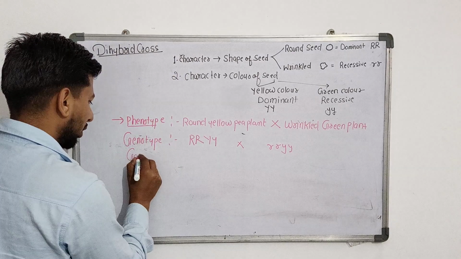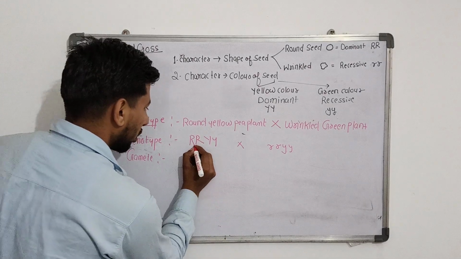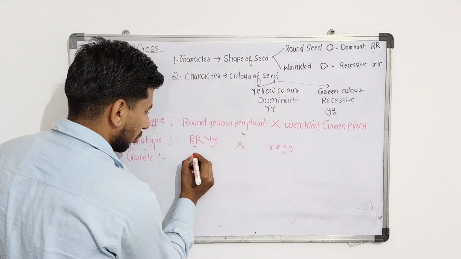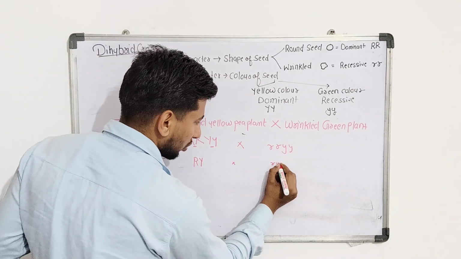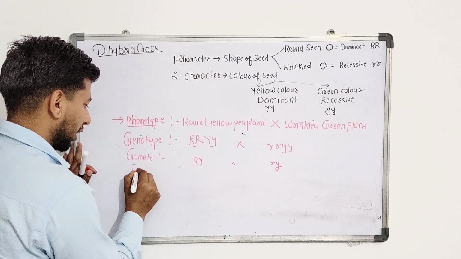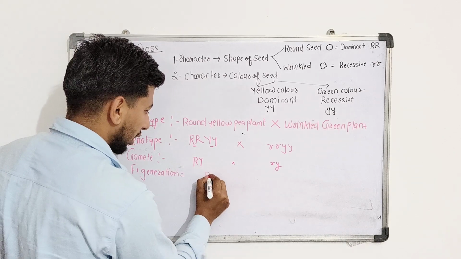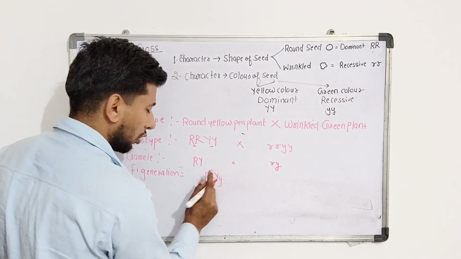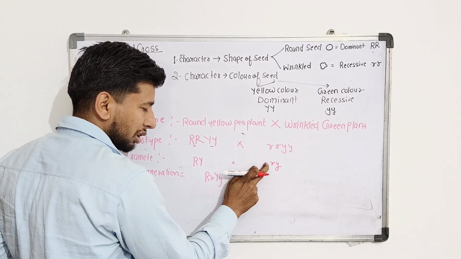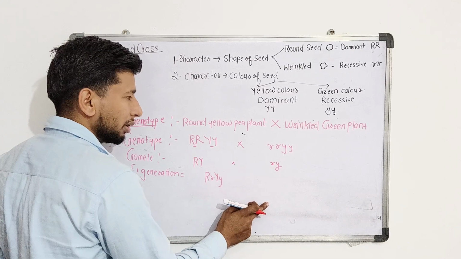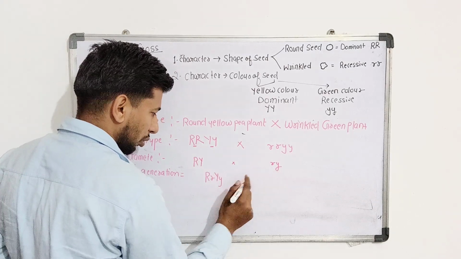Now the gamete formation. In gamete formation, we will use the straight line method because both are homozygous. This is homozygous. So two gametes, that is capital R capital Y, and small r small y, will be formed. In F1 generation, the result will be capital R small r, capital Y small y. Remember, first we write capital, then we write small. Never do we write small and then capital. The rule we follow is capital and then small.